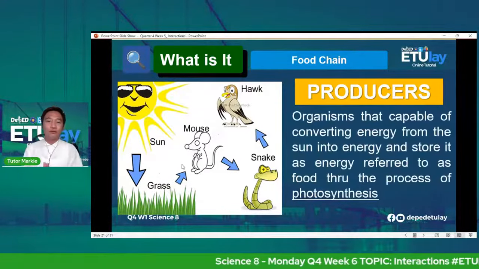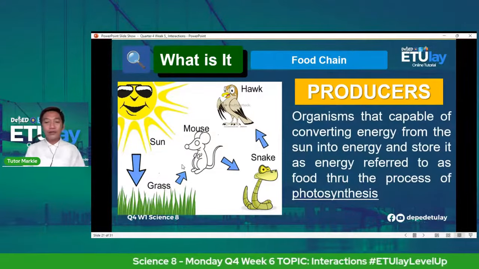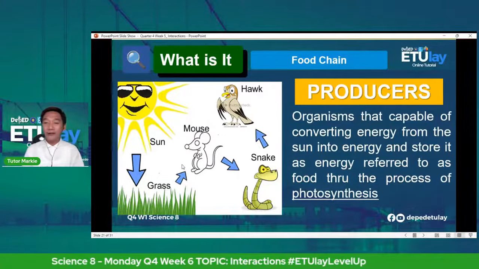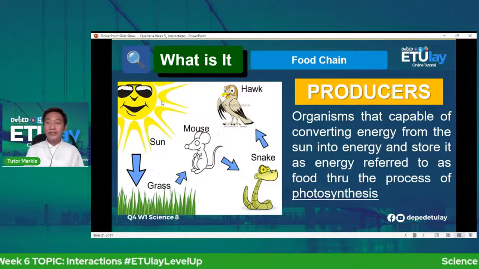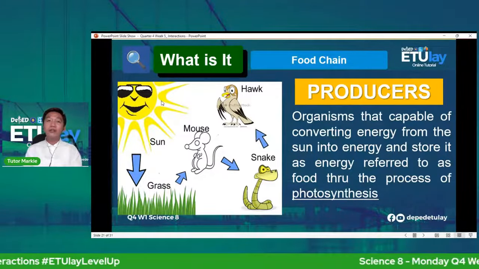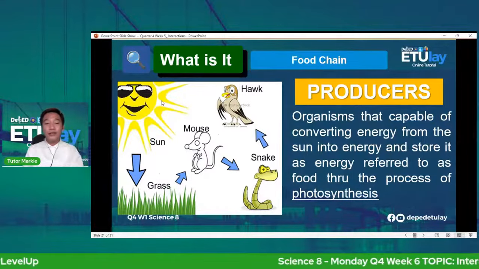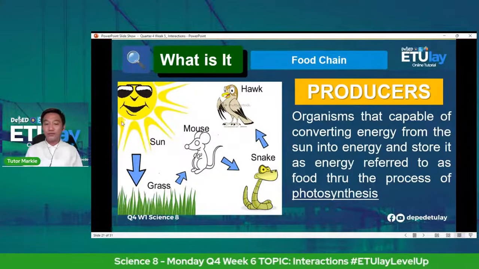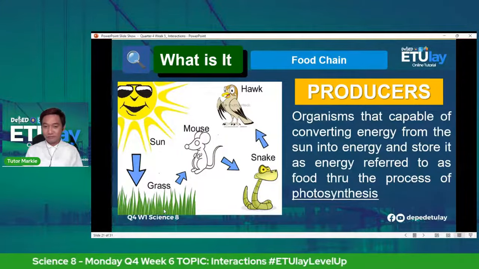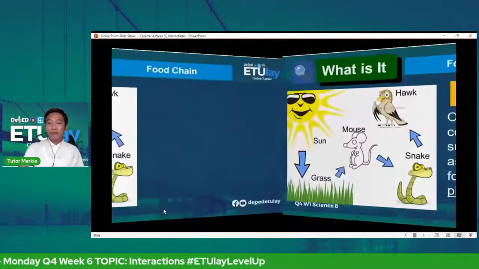So when we talk about producers, organisms that are capable of converting energy from the sun. Ito yung nabanggit ko kanina. So si sun, since sun it is the ultimate source of energy that we have, ibibigay niya yung energy through the process of photosynthesis sa grass. Alright? So, siya yung producer.